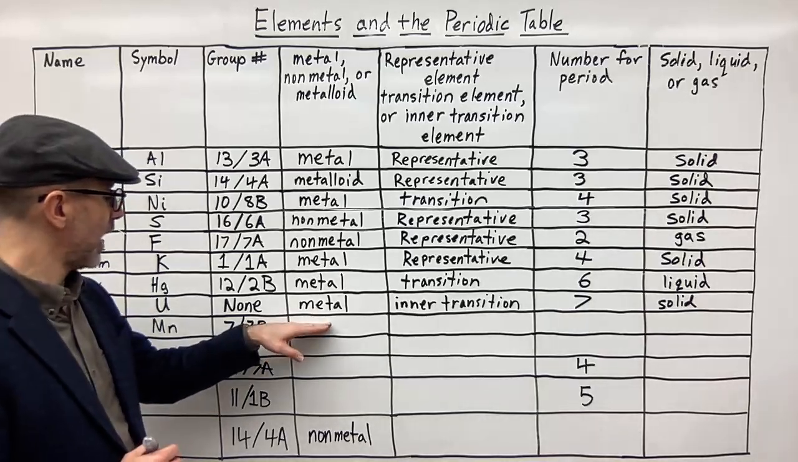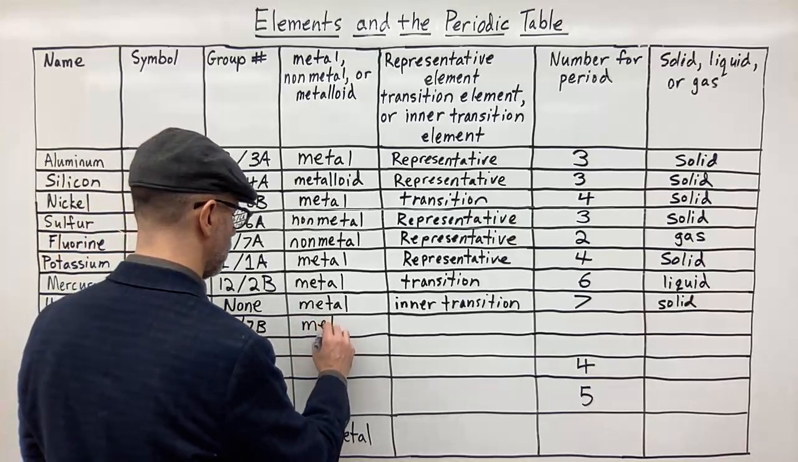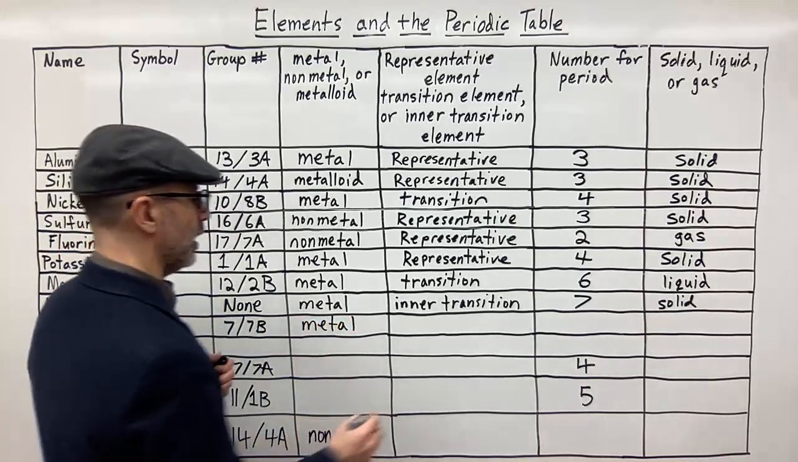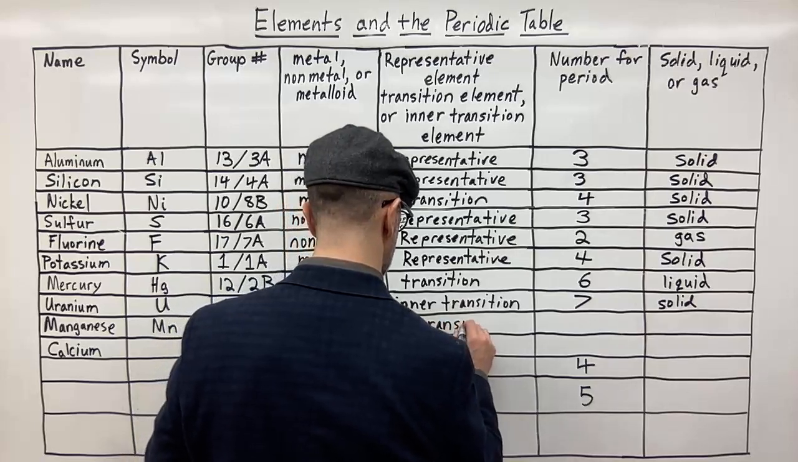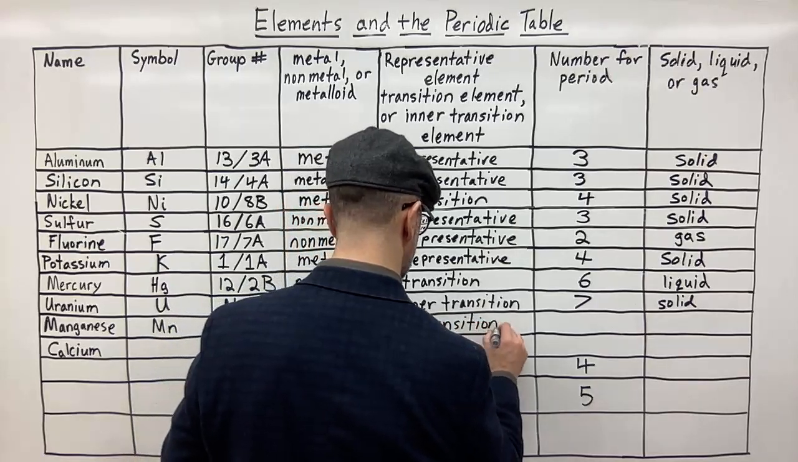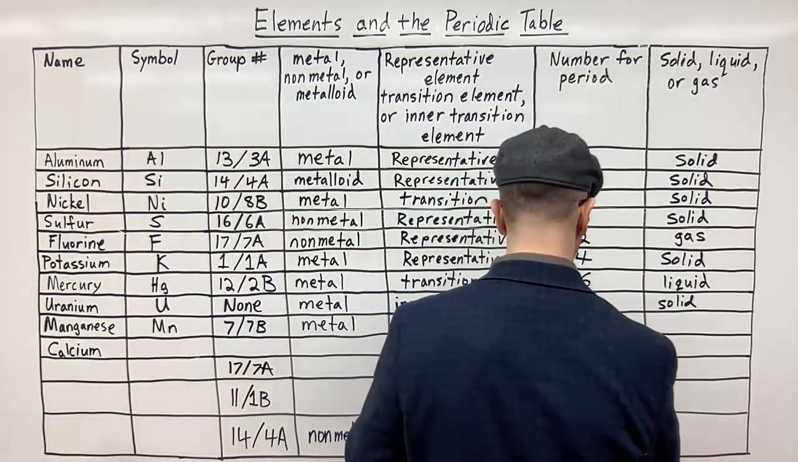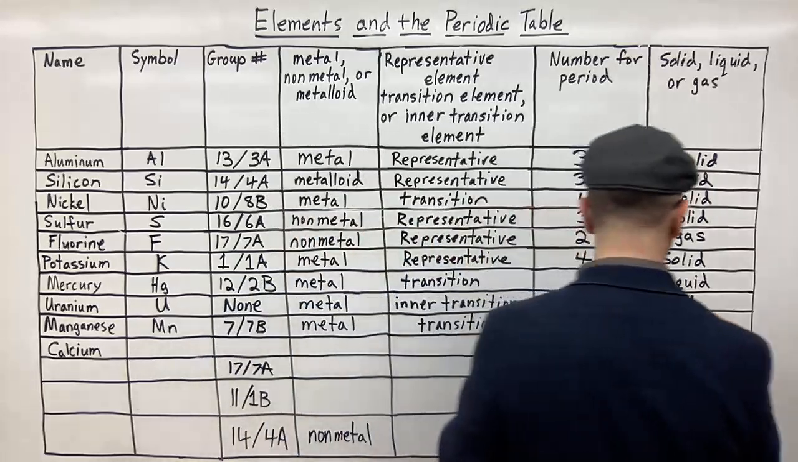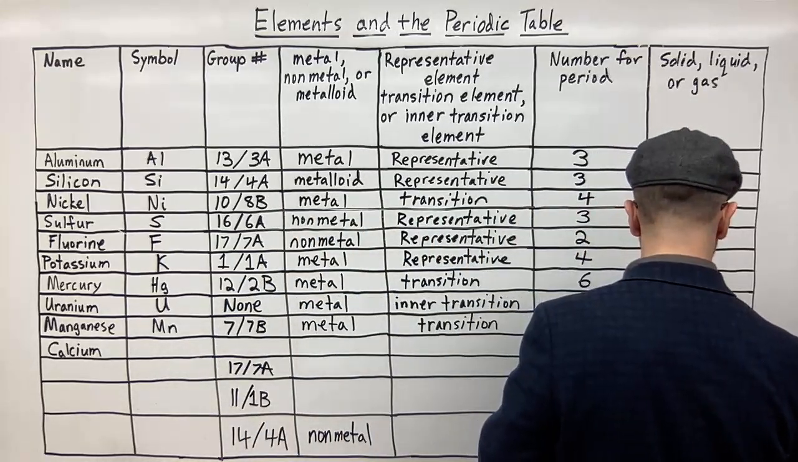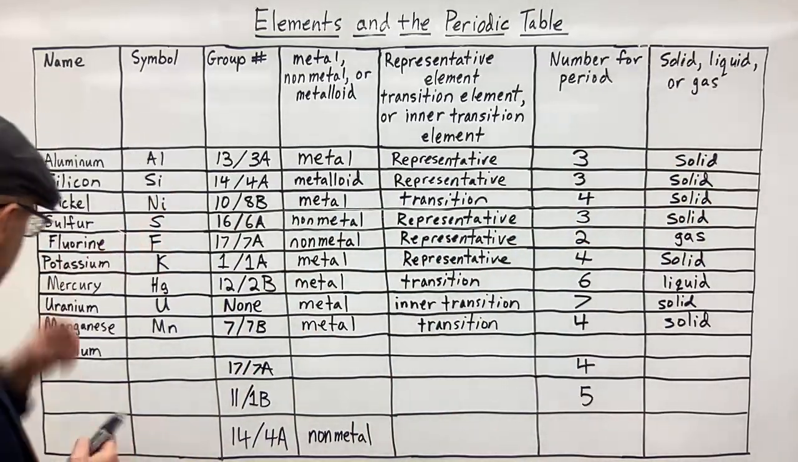So it's a transition element, so that means it's a metal. It's a transition element. It's in period 4. It's in the 4th row. And it's a solid. It's a metal, so it's a solid. And let's go to the next one.